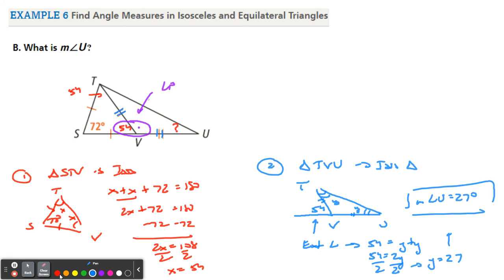Now again, as I said up here, you could use the linear pair idea to find this angle here at V, and then do the same thing we did for triangle STV for triangle TVU. But just kind of show you a different way of looking at things and bringing back old ideas.